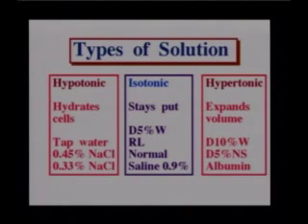D5W starts out as isotonic but becomes slightly hypotonic as the glucose is used up. Ringer's lactate or lactated Ringer's solutions are isotonic as well.